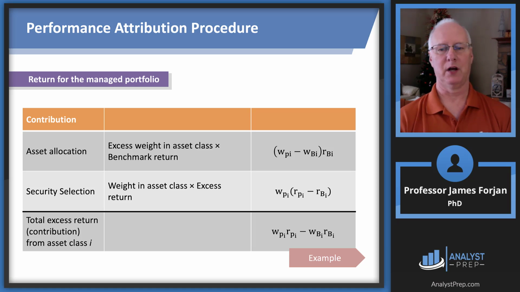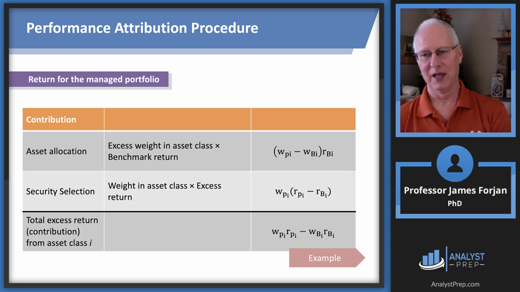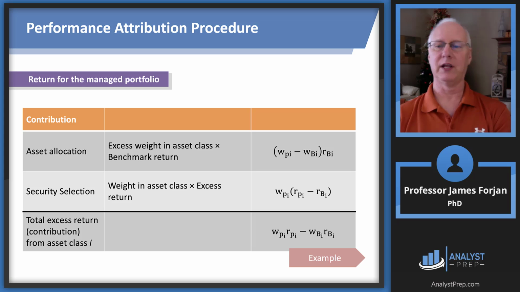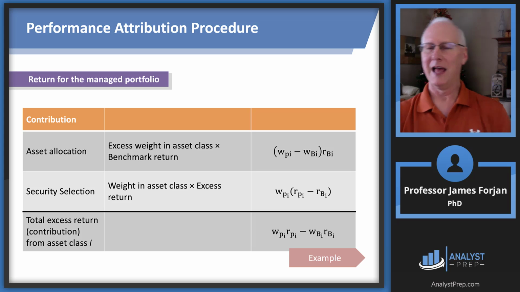All right, so here's part of this procedure. We need to break this down into its two components. Asset allocation, which is going to be the excess weight in the asset class times the benchmark return. And the security selection is going to be the weight in each asset times the excess return. So look on the far right column. We have the two W's. We're subtracting the two W's. So the weights in the portfolio minus the weights in the benchmark. And then under security selection, we're subtracting the return on the portfolio minus the return on the benchmark. And we're weighting them by the opposite, either the returns or the weights.